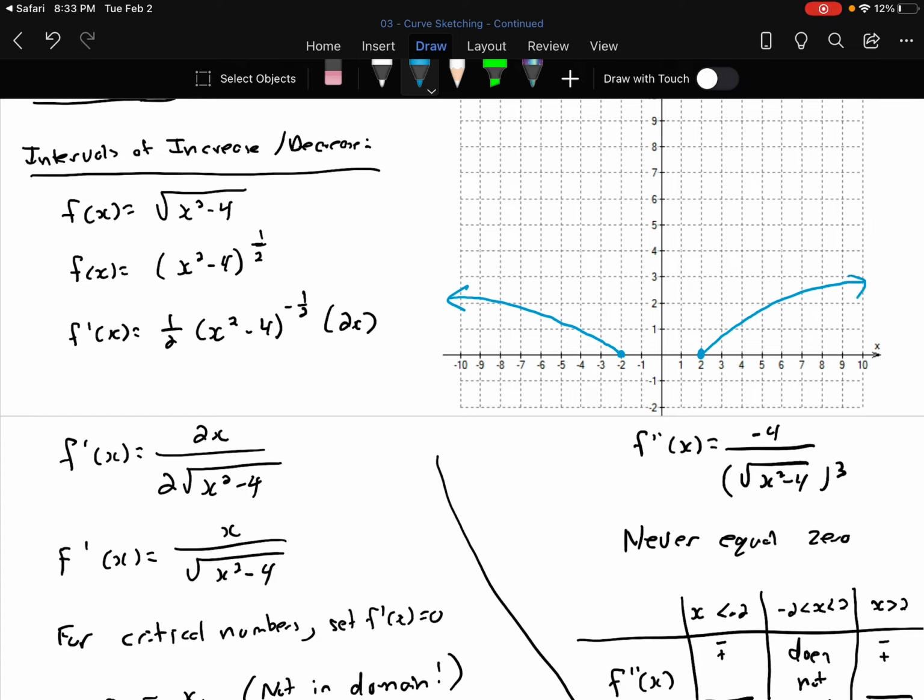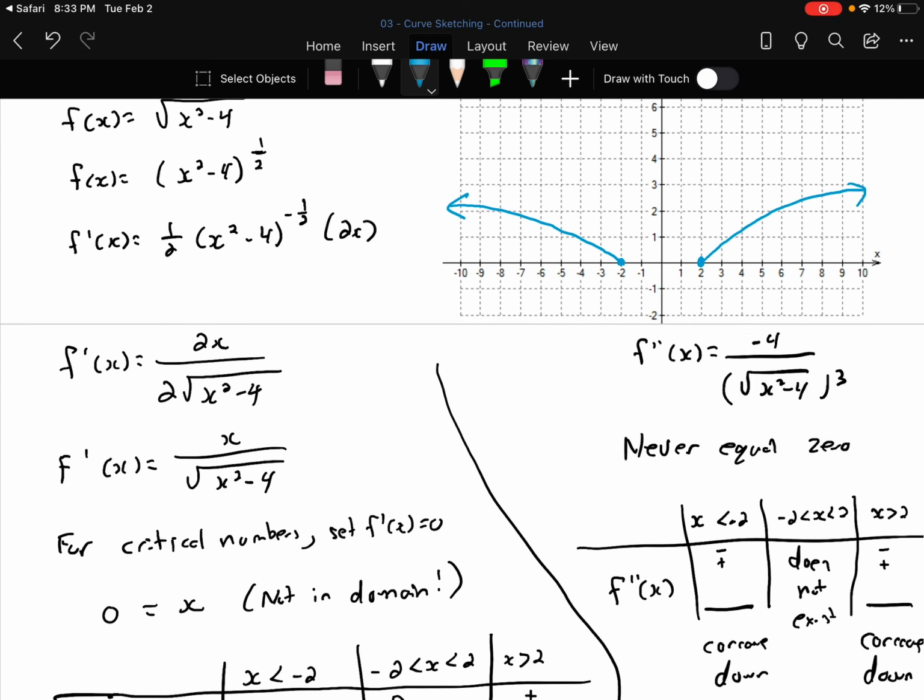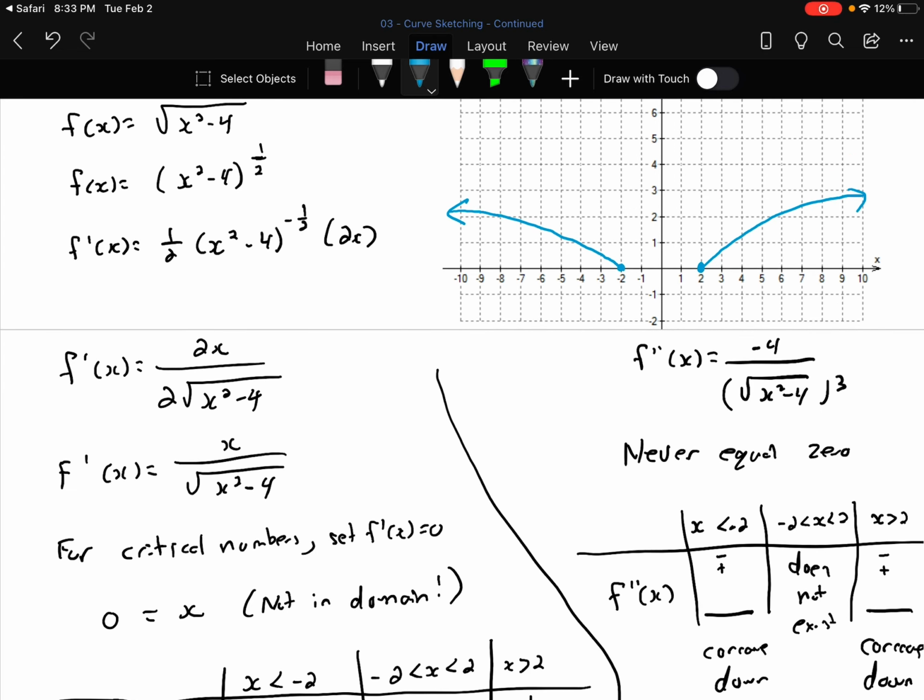And you see, there's the domain. No x values, nothing to draw between negative 2 and 2. And then the icing on the cake is the concavity. It says concave down for x less than negative 2. That's what I have, it's bending downwards. And then for x greater than 2, it's concave down as well. So the concavity is just assurance that this graph doesn't turn the other way or even out.